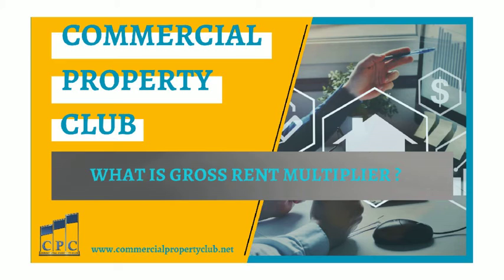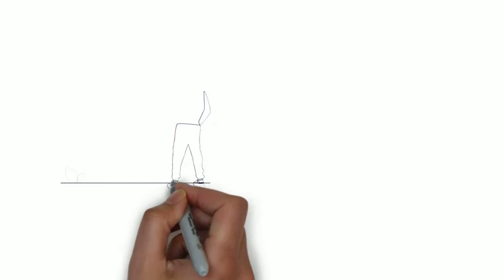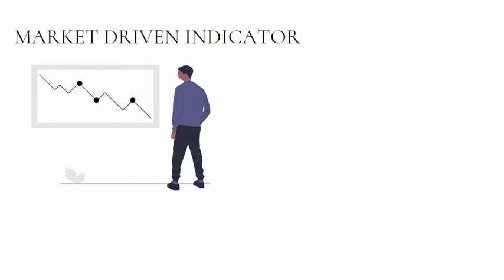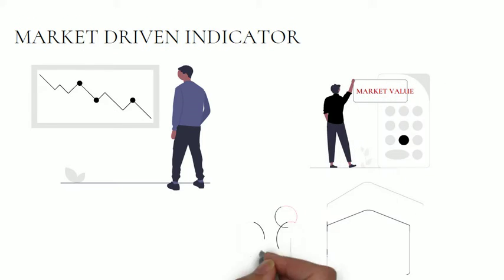Once again, we will be diving deep into a topic I started a few weeks back, commercial property analysis. And today we'll be considering what is gross rent multiplier. Let's start by defining that. Gross rent multiplier is a market-driven indicator, a ratio with which you can estimate the market value of an income property.